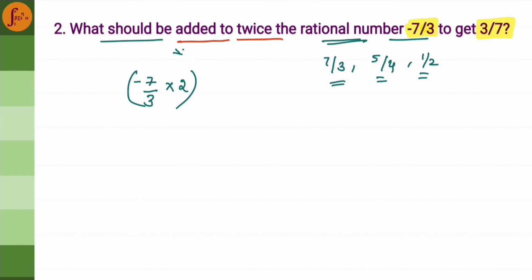This is unknown. So when you say unknown, there is going to be a variable. Let's call that x. Anything. Let's call it x. Now what should be added? x should be added.